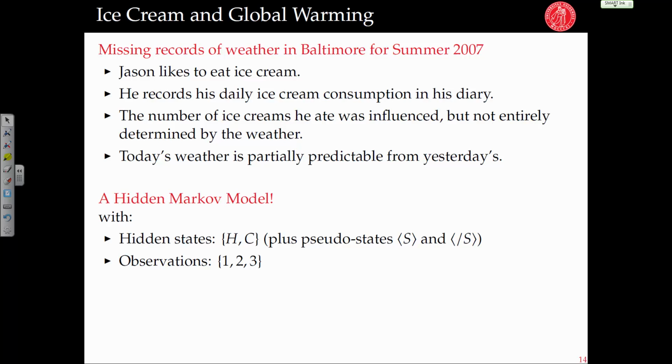What this means is that Jason at most ate 3 ice creams per day. Sometimes he ate 2, and sometimes he ate 1, but never less than 1 and never more than 3. So our sequence of observations will be drawn from 1, 2, 3. So there will be 1, 1, 1, 1, 2, 3, 3, 3, 3, 3, 2, 1, 3, etc. You can make the sequence yourself.